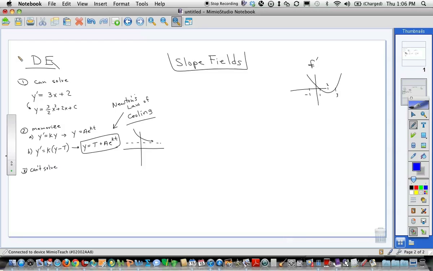Just stay down here. You remember doing these? Here's an f prime graph, you draw the f graph. It worked in a sense we're solving a differential equation there. We were going from f prime to f, the original function. So in a sense, we were graphically solving a differential equation. And that's what slope fields are, a graphical solution to a differential equation. So let's just review what we did for this.